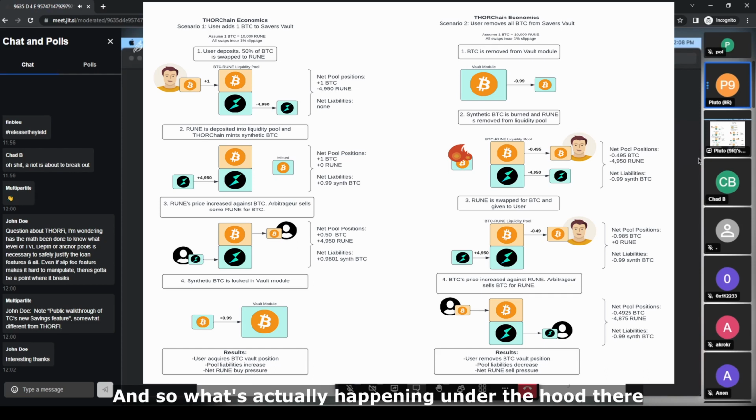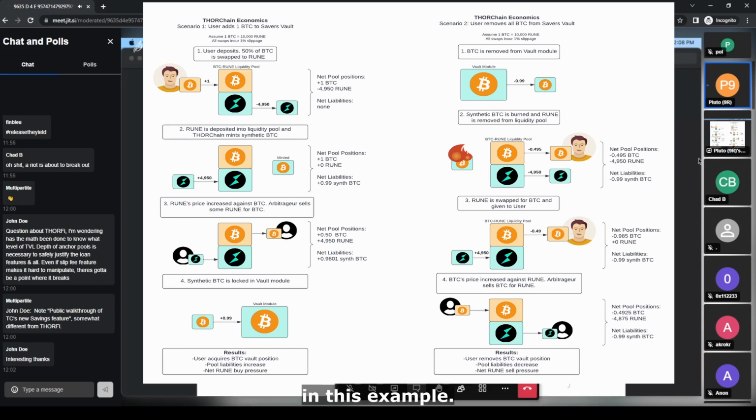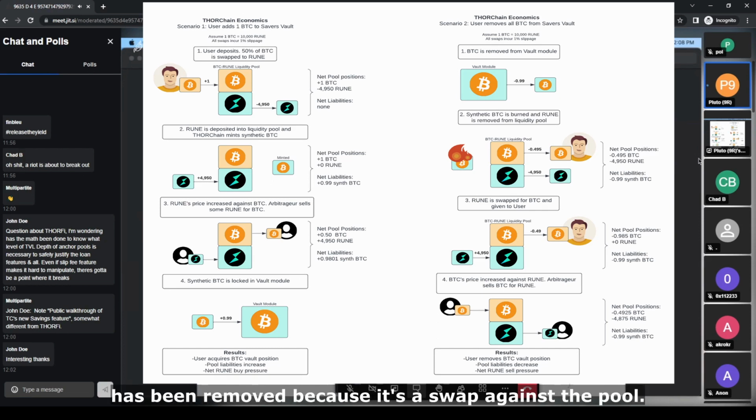And so what's actually happening under the hood there is that you're doing a swap, or sorry, let's use BTC in this example. So what happens when you do that deposit is you're actually just doing a swap. So you're swapping 50% of your Bitcoin to Rune. And so now you've got net pool positions of 1 Bitcoin added and 49.5 Rune removed because it's a swap against the pool.